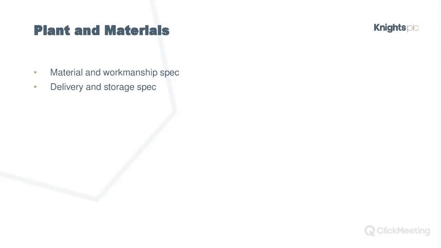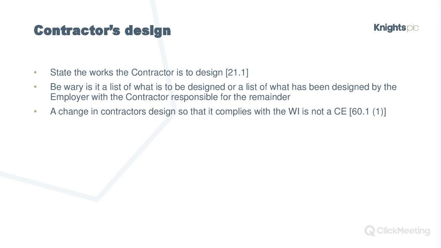So what does the works information cover? Well, it covers the plant and materials. So, the specification, the requirements that the employer has, the type of materials it wants you to use, etc. Also potentially delivery and storage specification. What else will it include? And this is all, I should say, set out in the guidance notes for NEC. So it covers any element of the contractor's design.